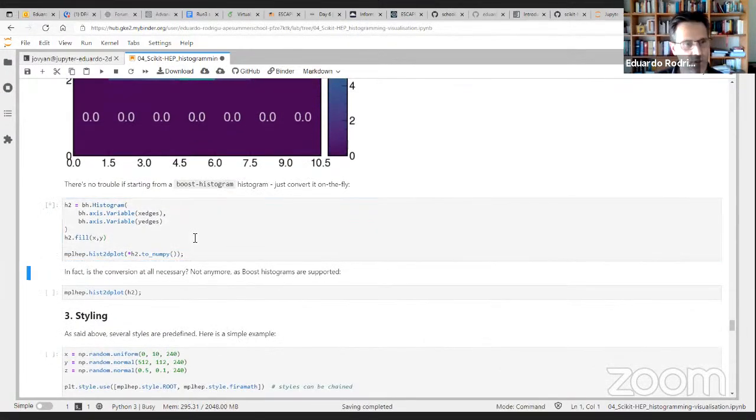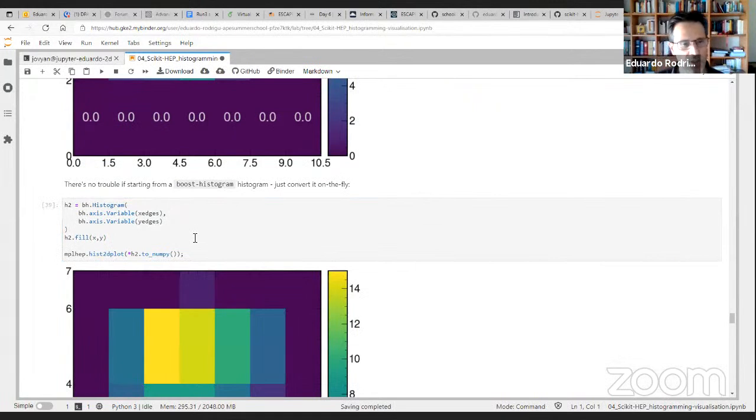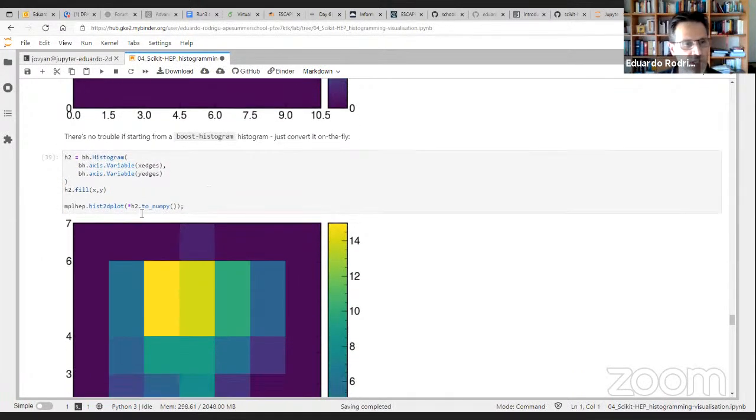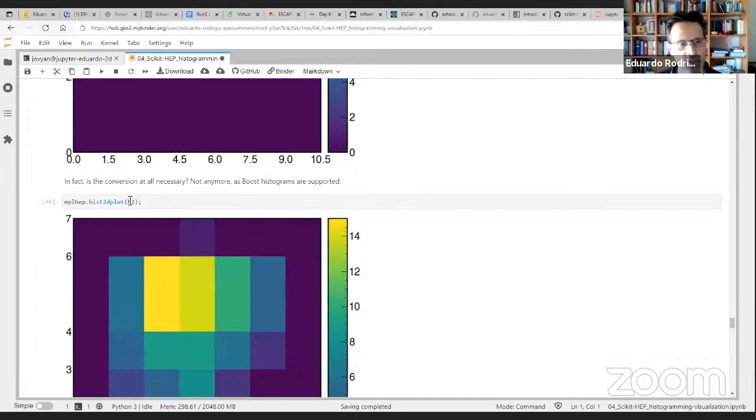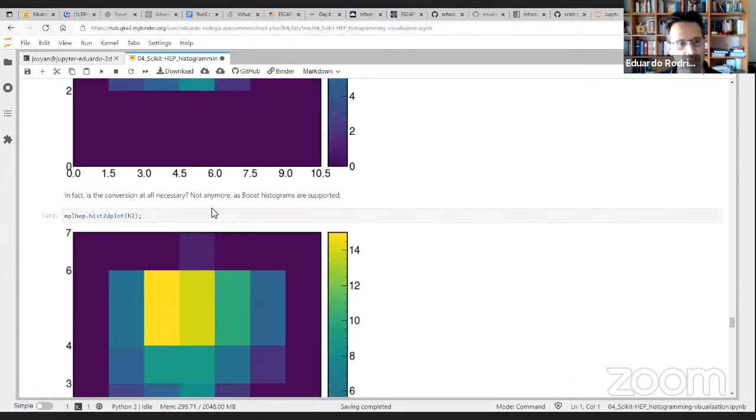So again, you can go fancy. When I mention that things interoperate well, you see here I'm converting the Boost histogram just defined into a NumPy histogram, but in fact I don't need to do that. If I want to make the same plot, I can just give it the H2, which is the Boost histogram. Whether I convert it or not is irrelevant. It just produces the same plot.